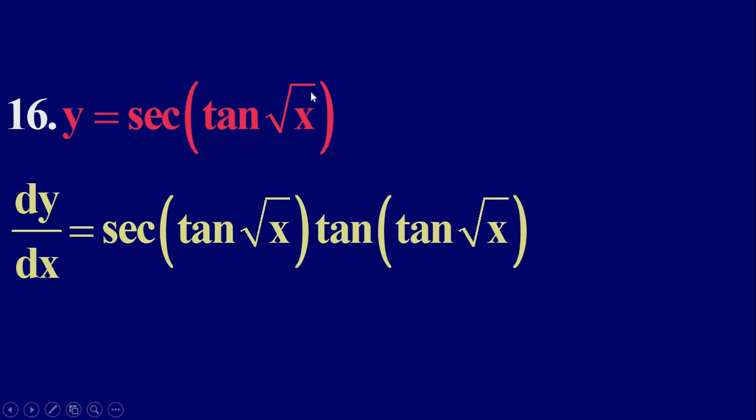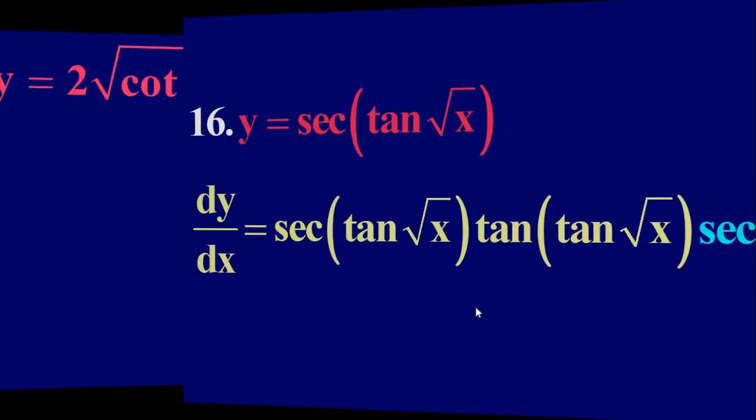Again you have to differentiate tan root x. So differentiation of tan is secant square. But it is not x. Again you have to differentiate root x. Now first you write differentiation of tan root x is secant square root x. Again here it is not x, root x, and root x differentiation is 1 by 2 root x. That is secant of tan root x differentiation is secant of tan root x, tan of tan root x into secant square root x into 1 by 2 root x.